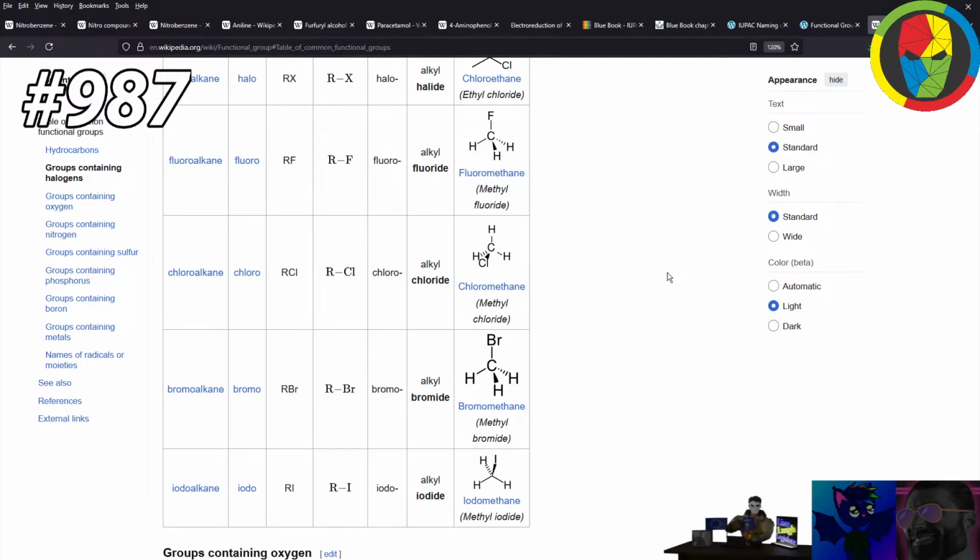Ketone rhymes with teto. If alkane is long, shit.